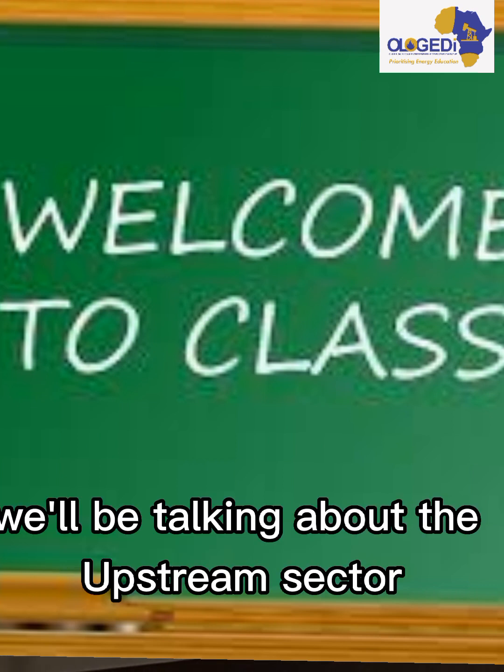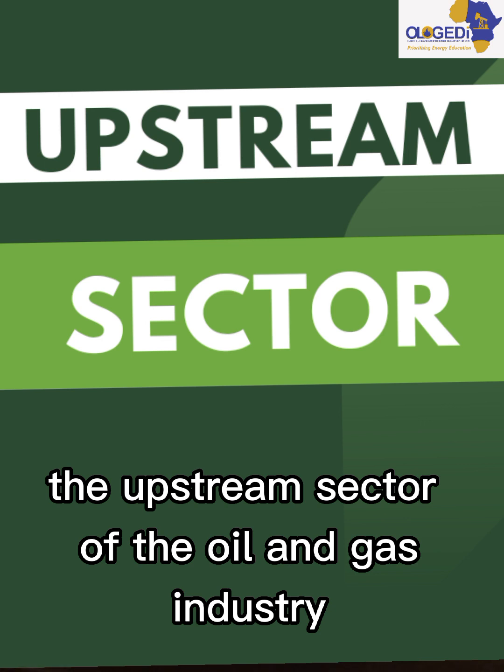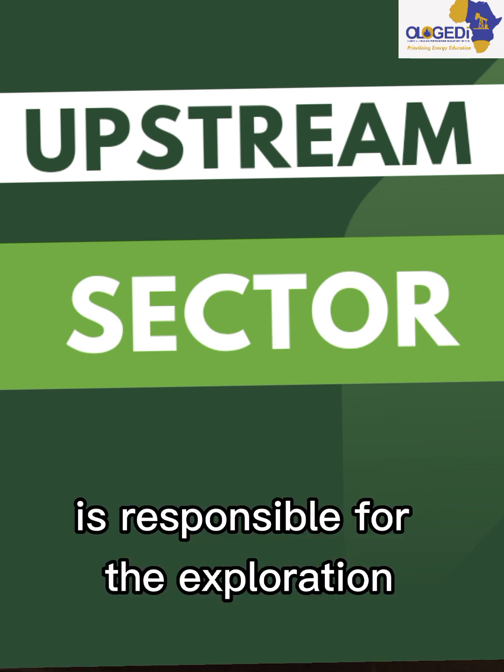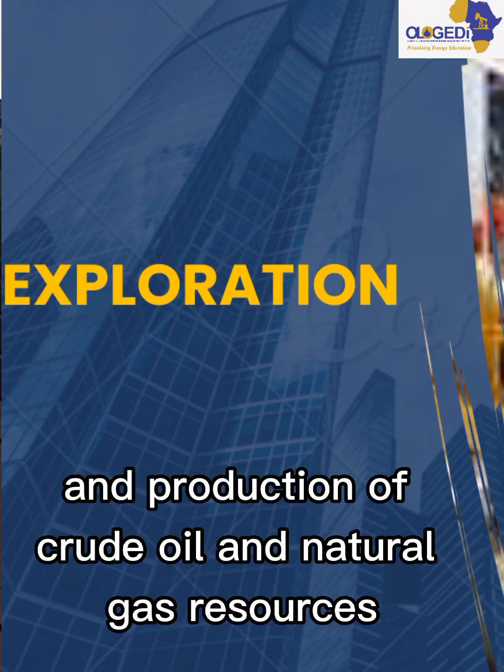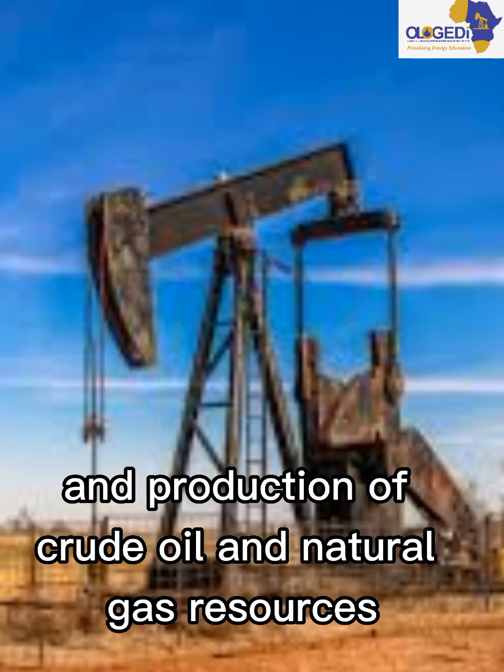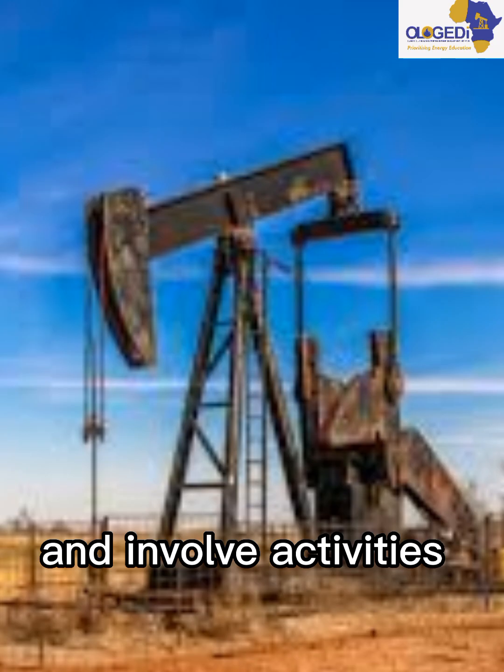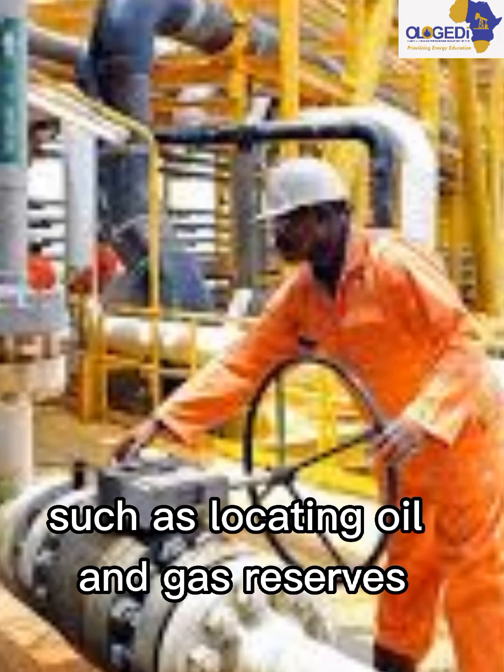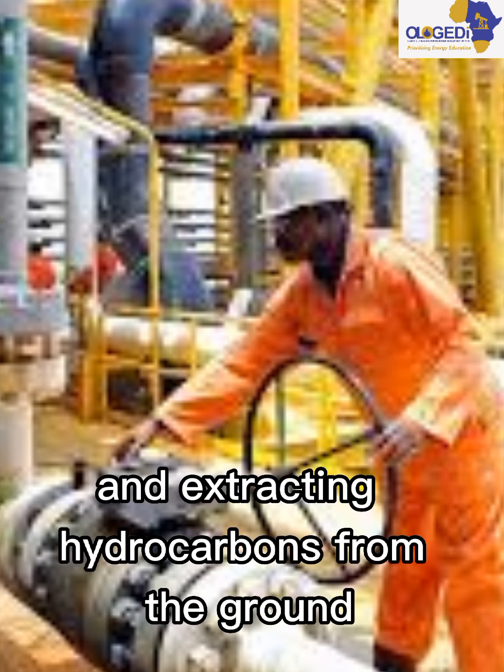In this video, we'll be talking about the upstream sector. The upstream sector of the oil and gas industry is responsible for the exploration and production of crude oil and natural gas resources. It is the first stage in the oil and gas value chain and involves activities such as locating oil and gas reserves, drilling wells, and extracting hydrocarbons from the ground.